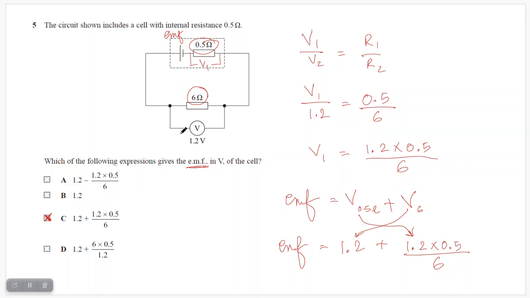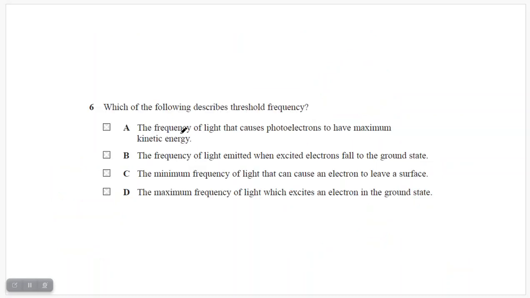Let's move on to the next one. Which of the following describes threshold frequency? So it's a very basic definition. It is the minimum frequency that causes photoelectric effect. And the other term for photoelectric effect is electron to leave a surface. So it is the minimum frequency of light that can cause an electron to leave the surface. Answer is C.